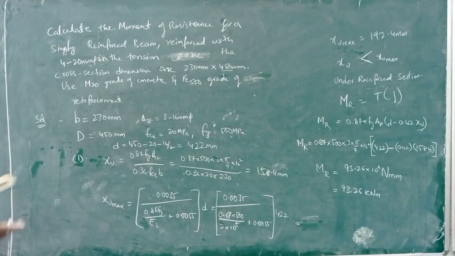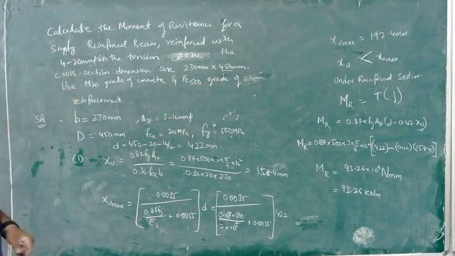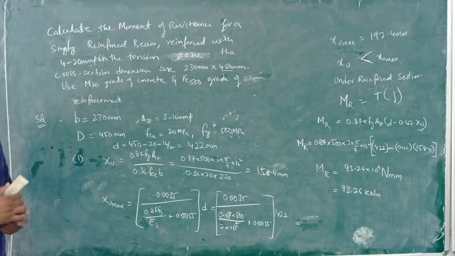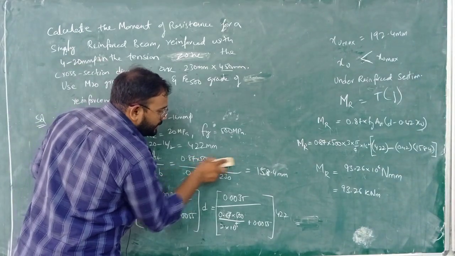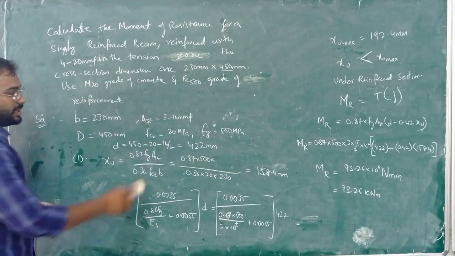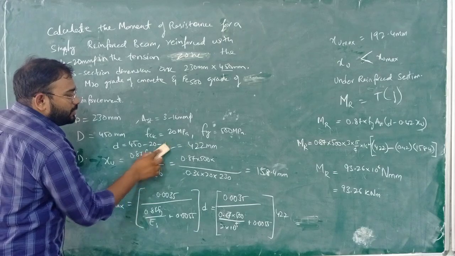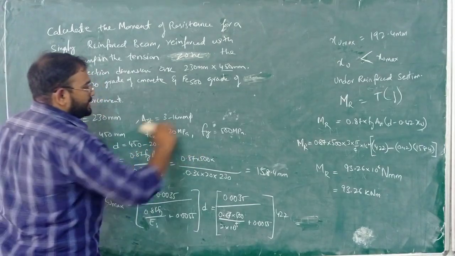So we'll see that if we take the similar cross section and increase the reinforcement, instead of 316, I will provide more reinforcement here. So now we'll check whether the moment of resistance increases or decreases. What do you think? If you increase reinforcement, moment will increase or decrease? Increase, right? So we'll check whether it is increasing or decreasing.